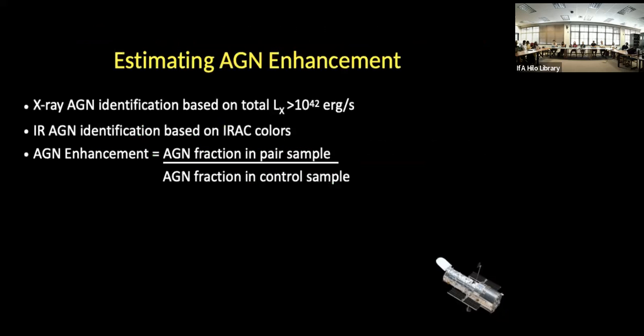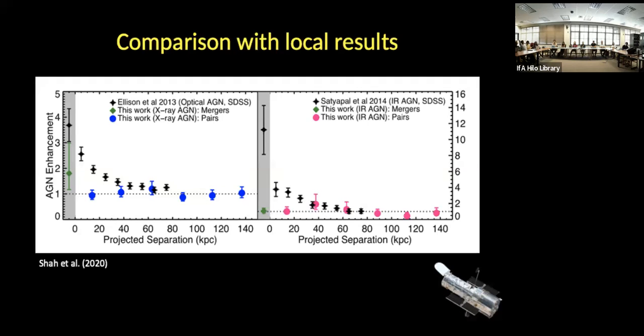Now let's look at AGN activity. So I identify AGN based on X-ray and infrared observations, and then I take the AGN fraction in the pair sample and control sample and take the ratio of the two to define AGN enhancement. So here is our result, along with the comparison with the local results.